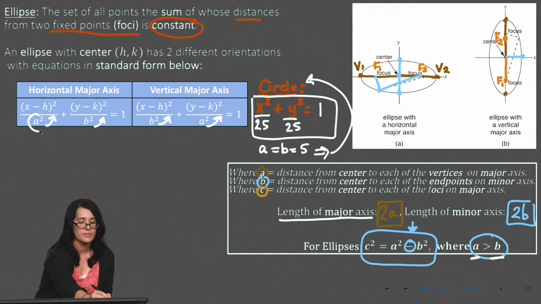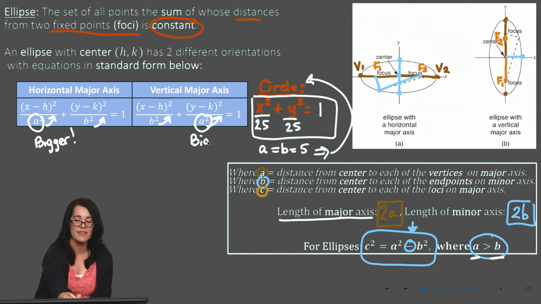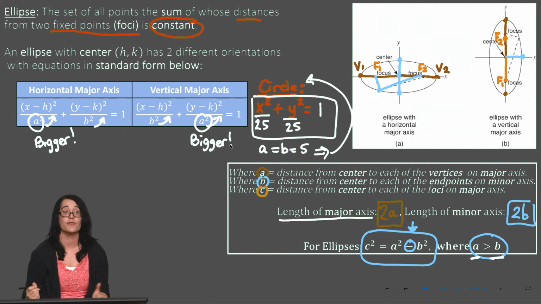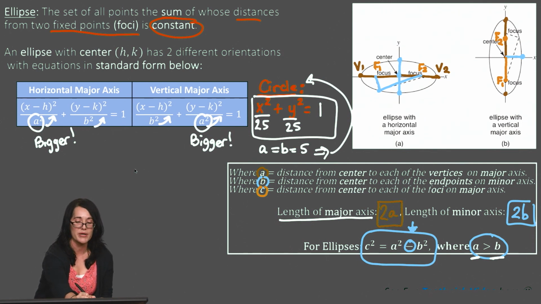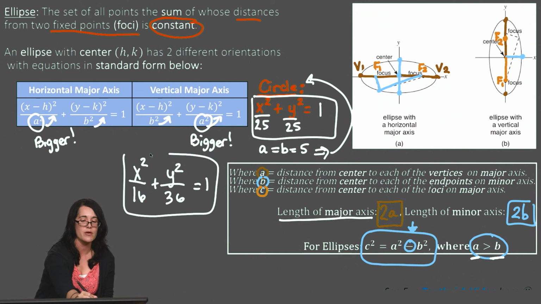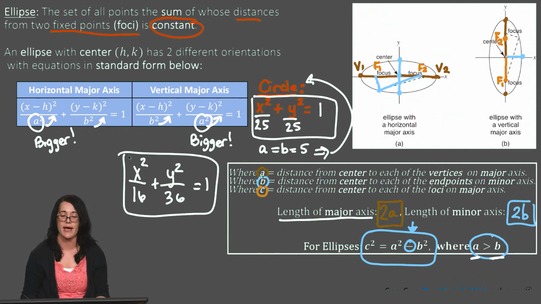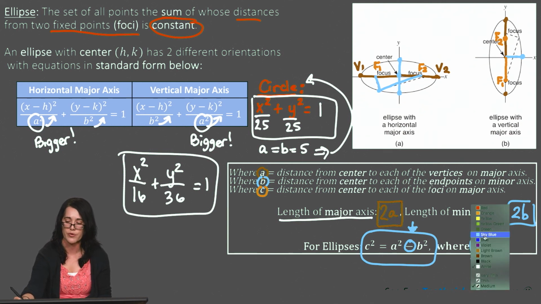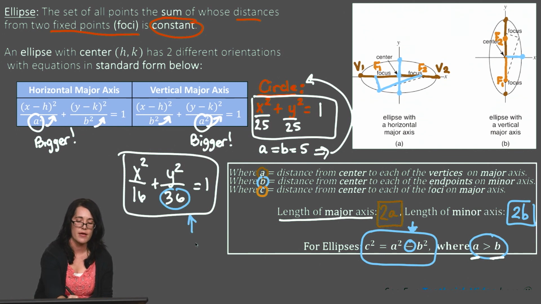For example, if the bigger number is under the x being squared, then we're going to have a horizontal major axis. But if the bigger number A squared is under the y term that's being squared, we're going to have a vertical major axis. So for example, let me just write one up real quick and see if you can determine which one it is. If I had x squared over 16 plus y squared over 36 equals 1, could you tell me what type of major axis that ellipse would have? Right, its center is the origin. Its bigger number is 36 underneath the y squared term. So this would mean that we would have a vertical major axis.